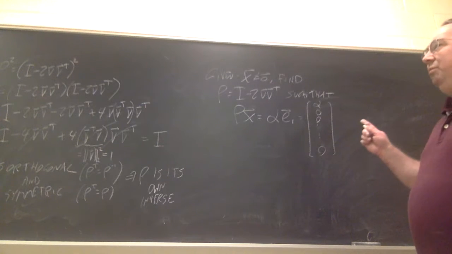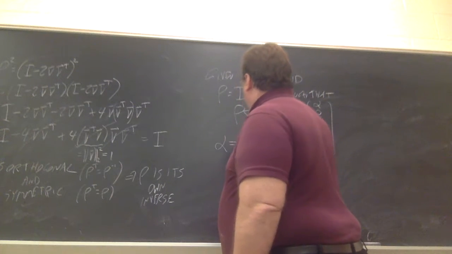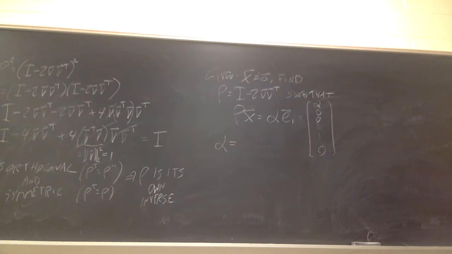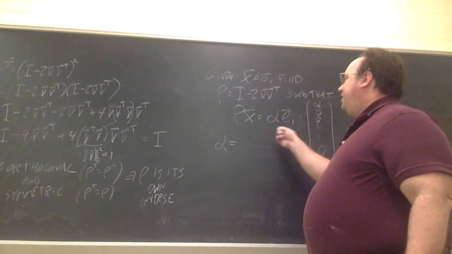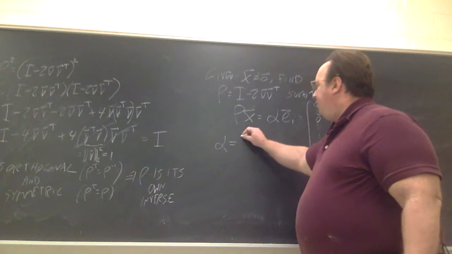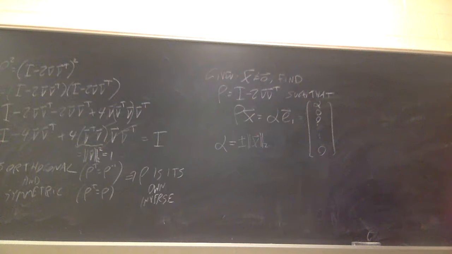Now, first, alpha can't be just anything. Because when you multiply a vector by an orthogonal matrix, and P is orthogonal, what property of that vector is preserved? Length. So the length of this vector, alpha e1, has to equal the length of x. So alpha must be plus or minus the Euclidean length of x. So we're limited to that. But that's okay.